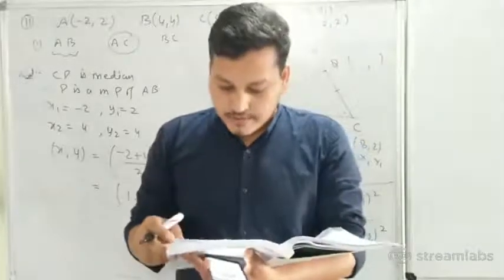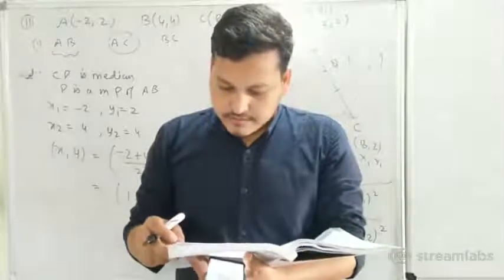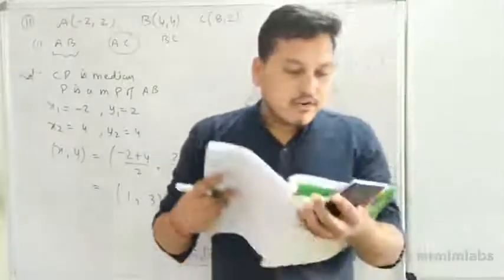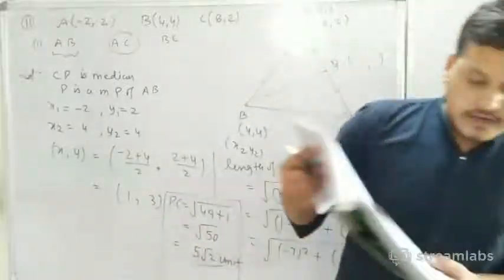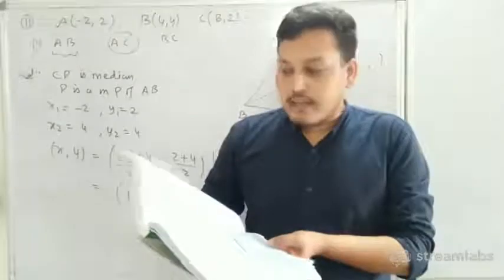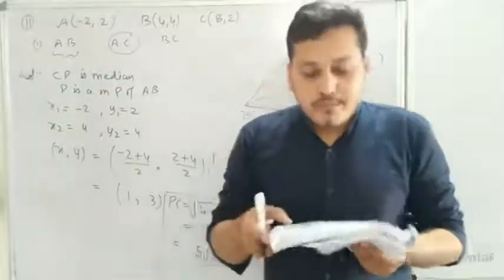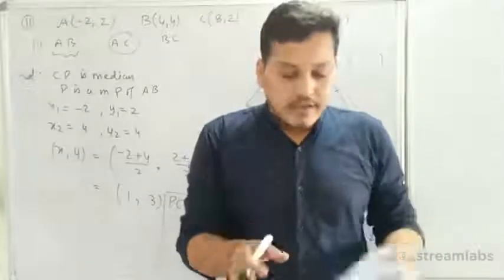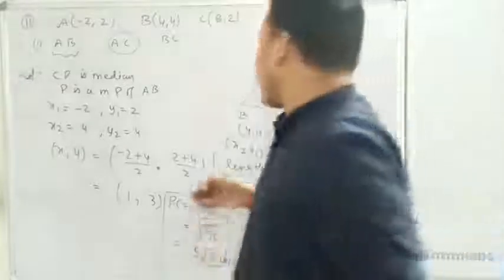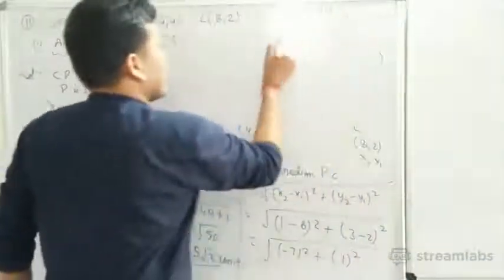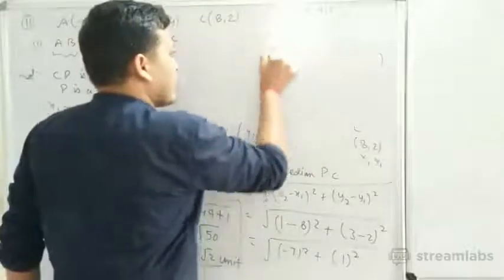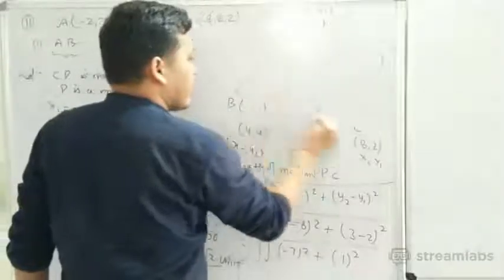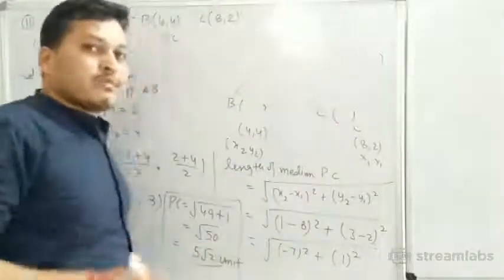Next, one more question, question number 20. Question number 20 is also your homework. So questions 12, 13, and 20. In question number 20, triangle ABC has vertices given. The question is to prove that ABC is an isosceles triangle. So this is the triangle given in our question. The vertices are also given, but the question is to prove that it is isosceles.